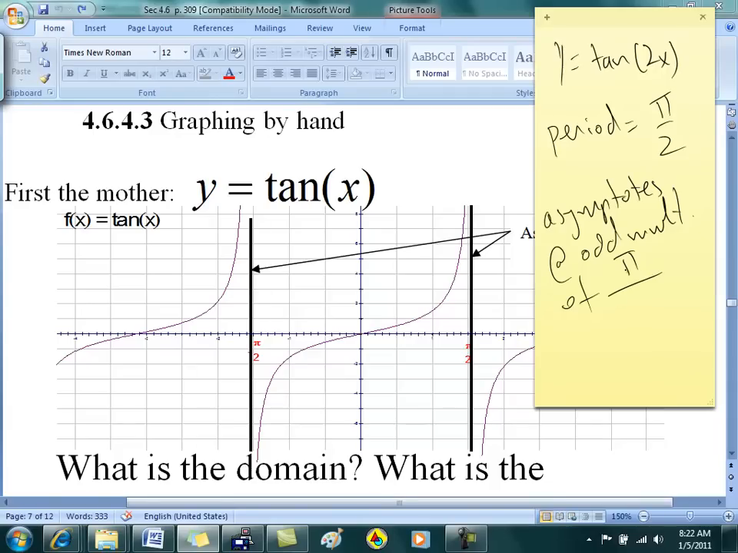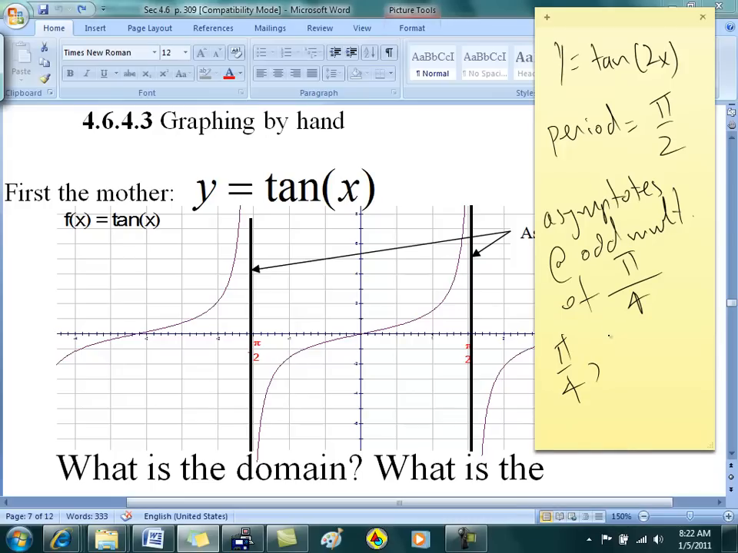So what's 2b going to be? 4, right? If b is 2, then 2b is going to be 4. Is everybody with me? Okay? Pi over 4. Is everybody there? Yes? So then your asymptotes are going to be at pi over 4, an odd multiple of it.